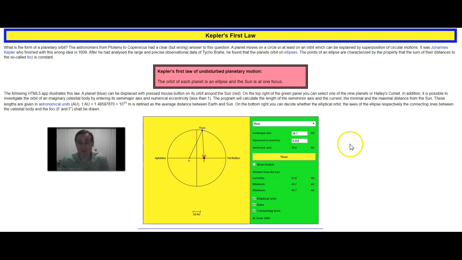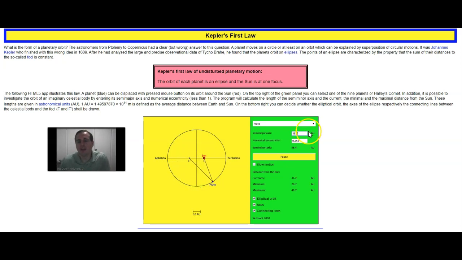Anyway, notice Pluto has a highly elliptical orbit, with an eccentricity of 0.252. So Pluto is quite a bit closer to the Sun at perihelion than aphelion, at least relatively speaking. Notice Pluto is on average about 39.7 astronomical units away from the Sun, so it's way out there.